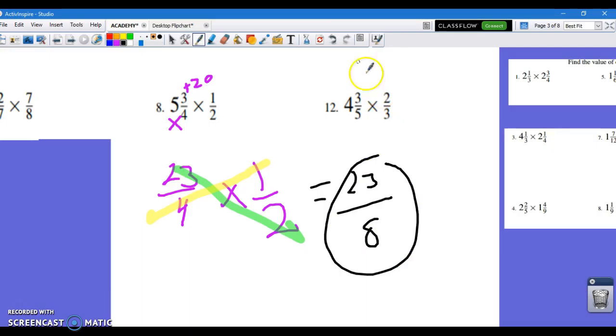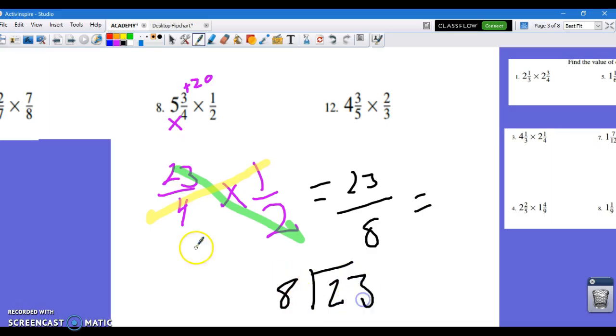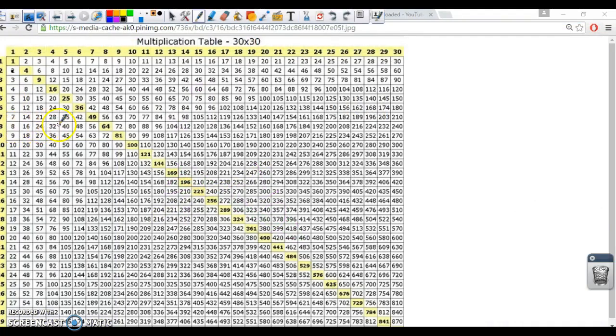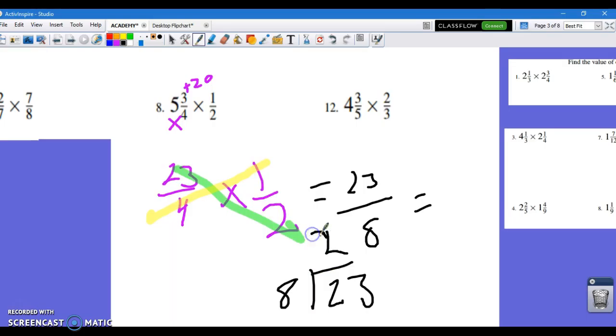Haha, we're top heavy. So we can't leave it like that. We need to change it into a mixed number. Okay, 8 will go into 23. How many times? Not sure. Look, 24 is too big, so you have to use this. So 8 will go into 23 2 times. 2 times 8 is 16. And then we would subtract. 23 minus 16, 7. Now you have those 3 parts to put your fraction together. That 2 becomes my whole number, 7 becomes my numerator, 8 becomes my bottom number. So I have 2 and 7/8 for number 12.